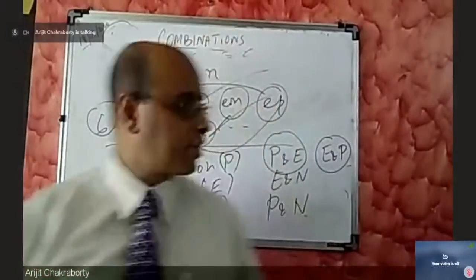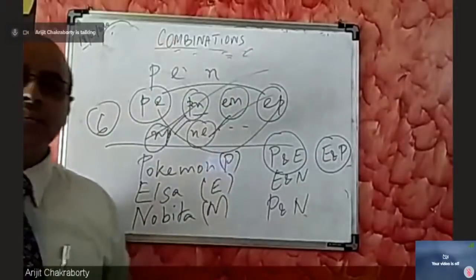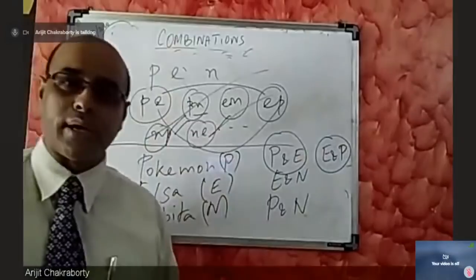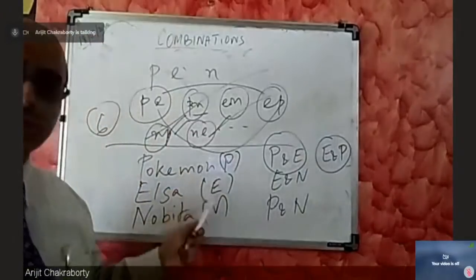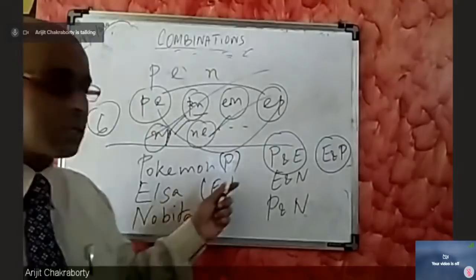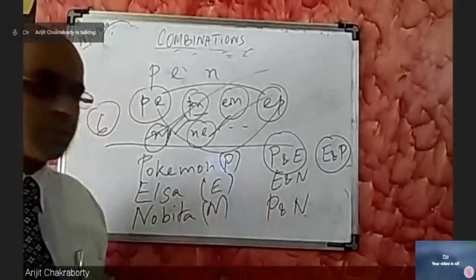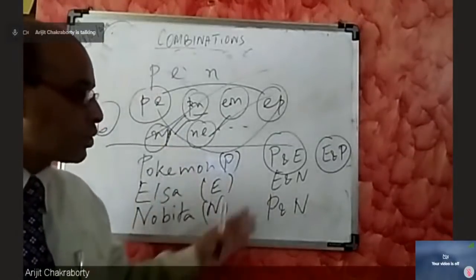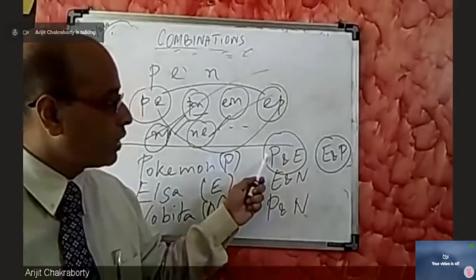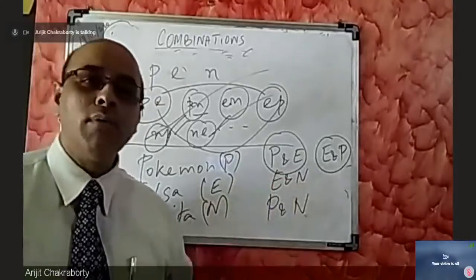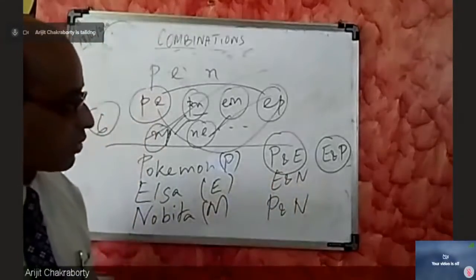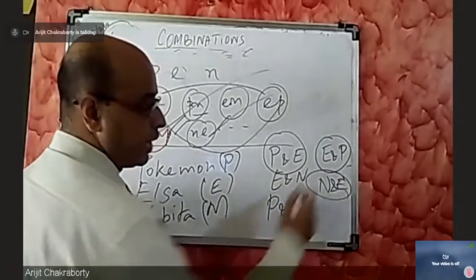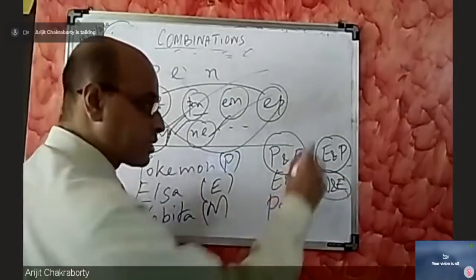I hope you have understood the question. So far as PEN are concerned, yes. If you think of them as letters, yes, PE and EP are different. But the moment I make them into people and I ask you to create a group of 2 people from these 3 characters, we are assuming they are living characters, right? So the moment we do it, we find Pokemon and Elsa and Elsa and Pokemon are the same. So in this case, if I write Elsa and Nobita and here I write Nobita and Elsa, it won't be a different set, it's the same set.